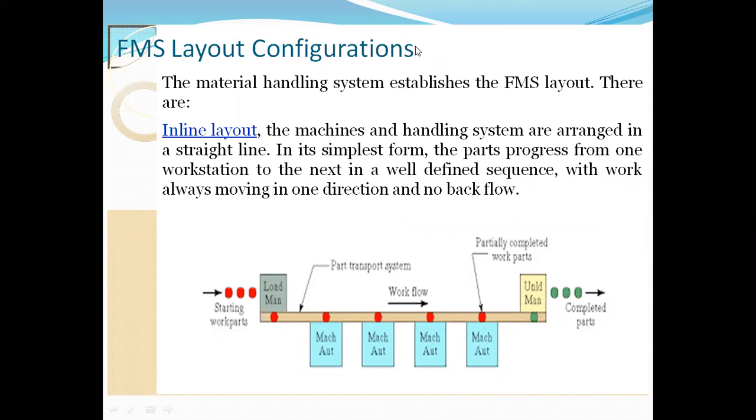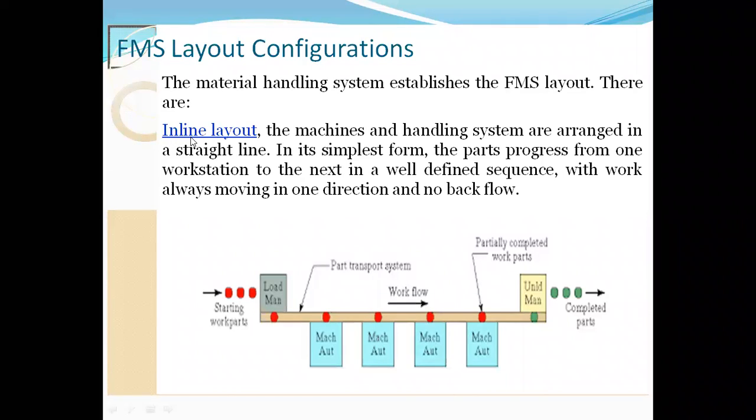Based on the type of the industry, based on the material handling system, and based on the type of the materials, there are different layouts of the FMS. Like in your automated flow line configurations, you have studied in module number 1, in a similar way, here also there are the FMS layout configurations.